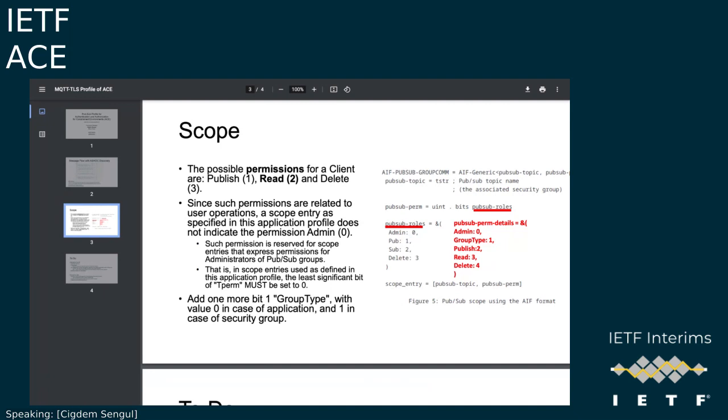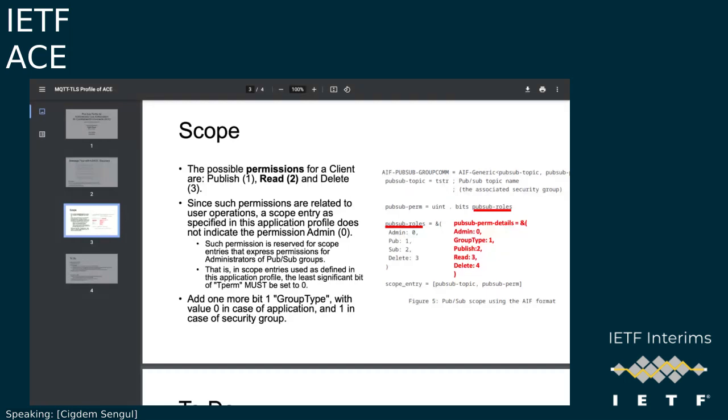And then previously at the IETF meeting, we suggested adding an admin permission. This was not for this profile, because this profile describes normal clients, not admin clients, but it was just to be future looking in case we have another profile describing admin-related operations for PubSub. In addition to that, we've talked about signaling what the scope is about, whether it is an application group or a security group.